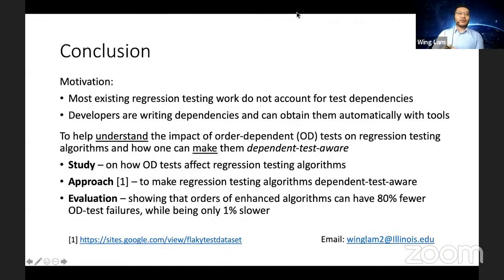We accomplished this by first performing a study to understand how order-dependent tests affect these algorithms. We then propose an approach to make regression testing algorithms dependent test aware. And finally, we show an evaluation of how our approach performs, showing that you can actually have substantially fewer order-dependent test failures while only being marginally slower.